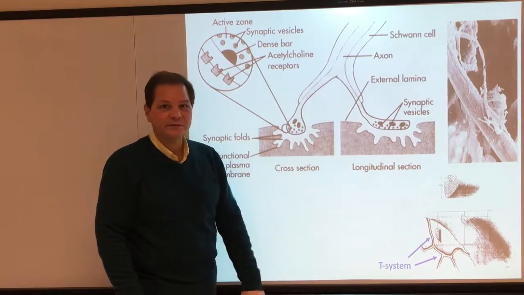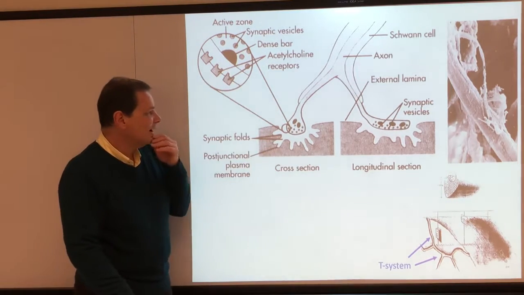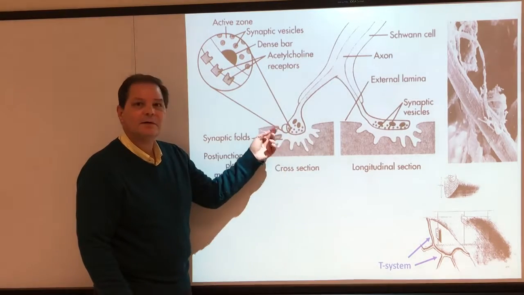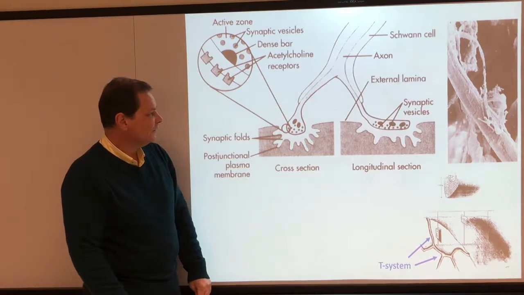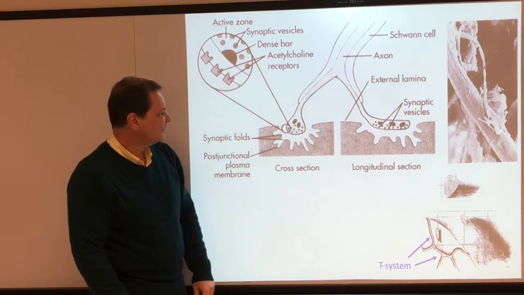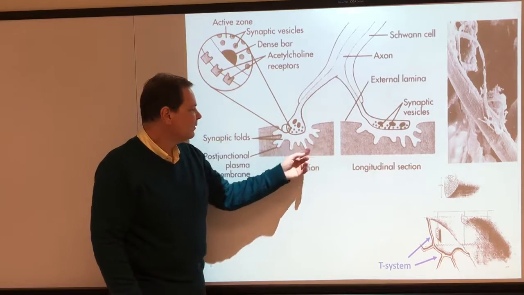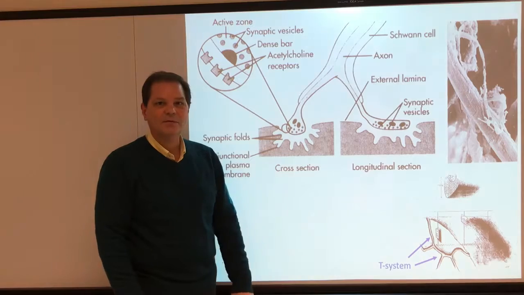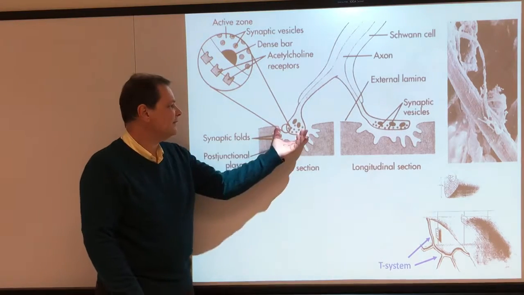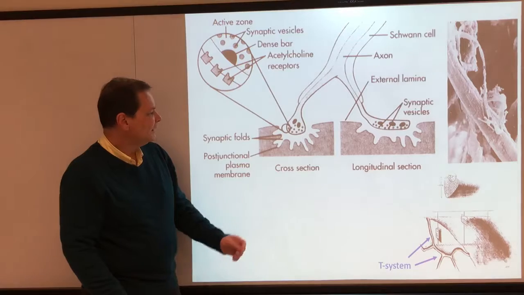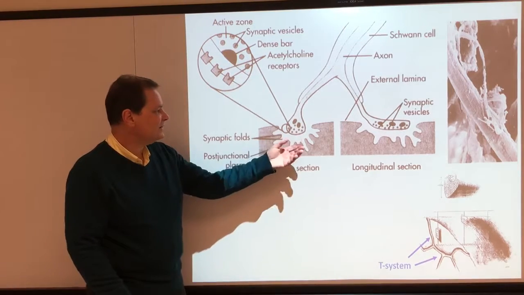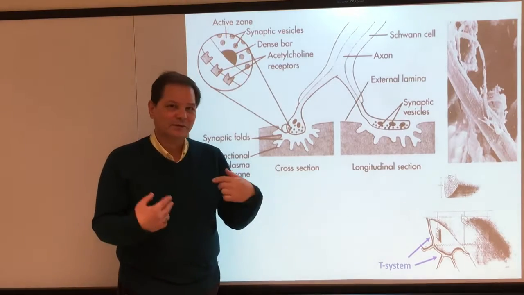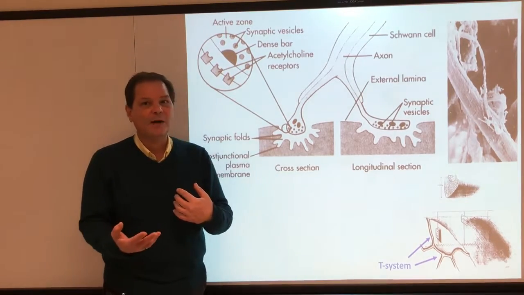You'll get exocytosis of ACh into the synaptic cleft. The acetylcholine will diffuse across the synaptic cleft to the postsynaptic membrane, which is the skeletal muscle membrane, and the area has a special name, the motor end plate, the area of the neuromuscular junction. It will bind to nicotinic ACh receptors. Those will allow sodium to come in.